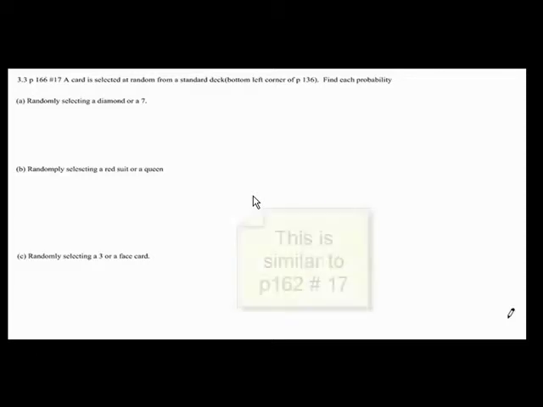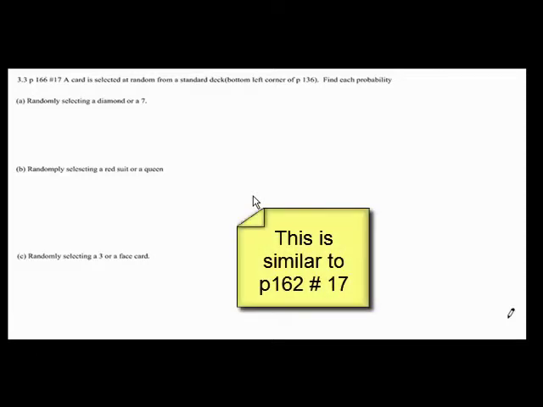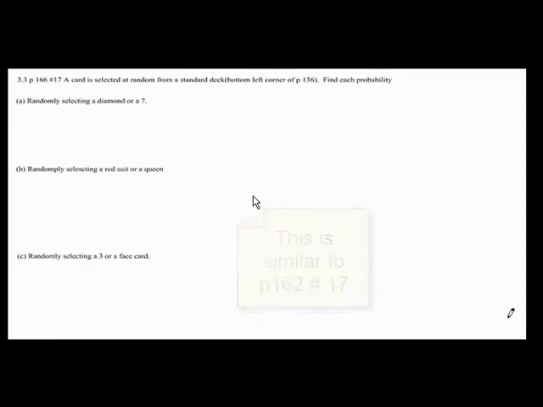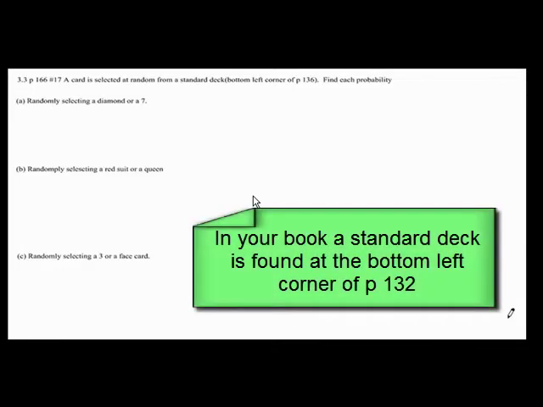This is section 3.3, page 166, number 17. A card is selected at random from a standard deck. You can take a look at what makes up a standard deck on the bottom left corner of page 136 in your textbook. Find each probability.